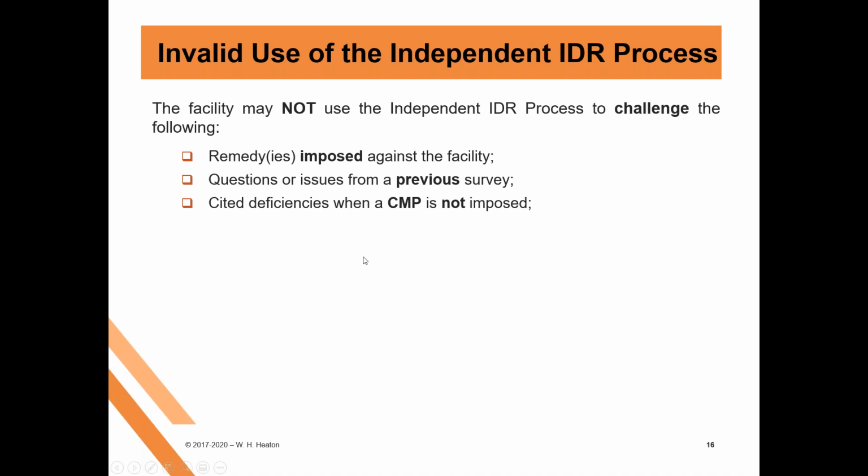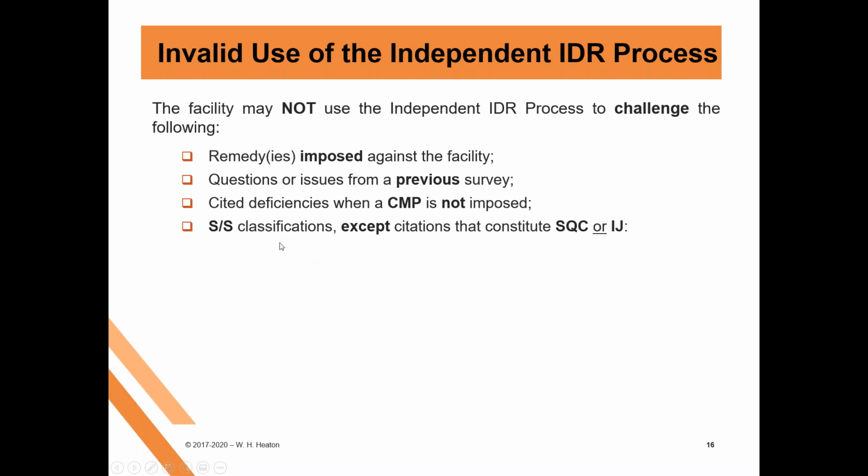Now, state agencies that have independent IDR may permit an independent IDR for penalties other than a civil money penalty. They have the option to do that. However, the state can charge for that process. So you may be able to. It depends on what your independent IDR process is for your state.